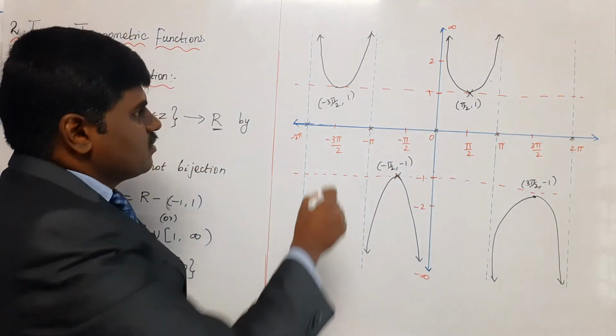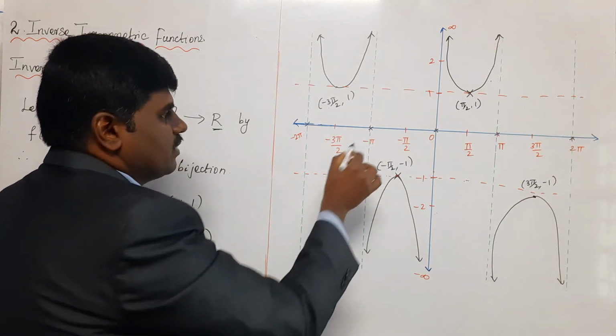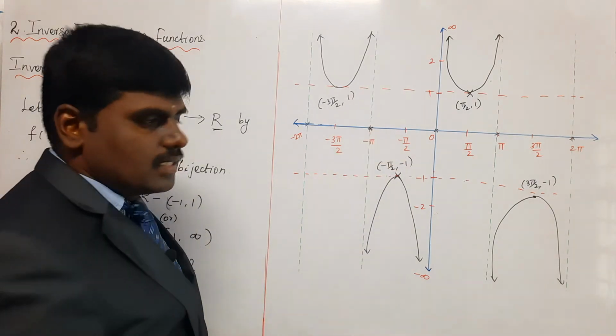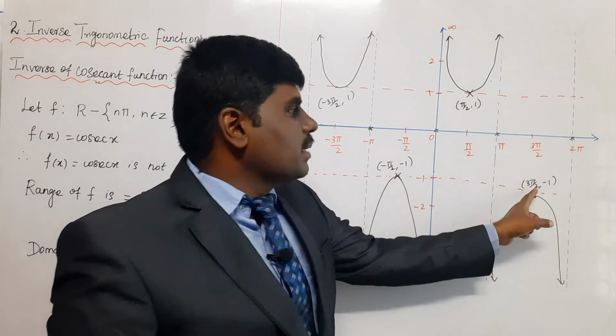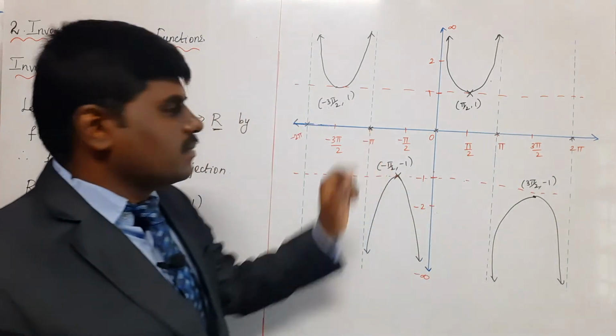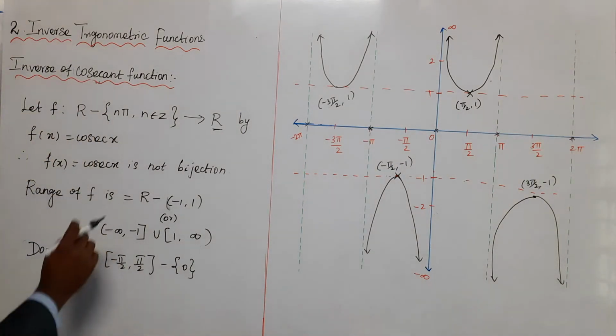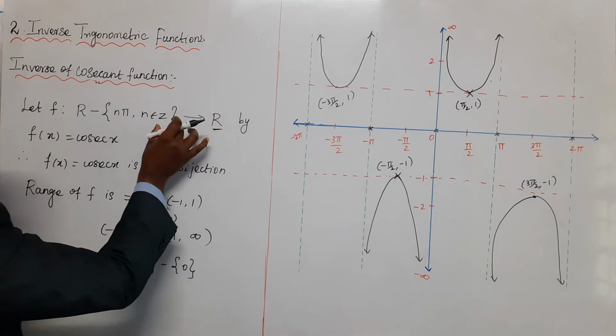Same way, suppose I choose the domain minus 3 pi by 2 to minus pi by 2, then the value minus pi does not exist. Next, if I choose pi by 2 to 3 pi by 2, then the value pi does not exist. Is that clear? So I restrict the domain and codomain.